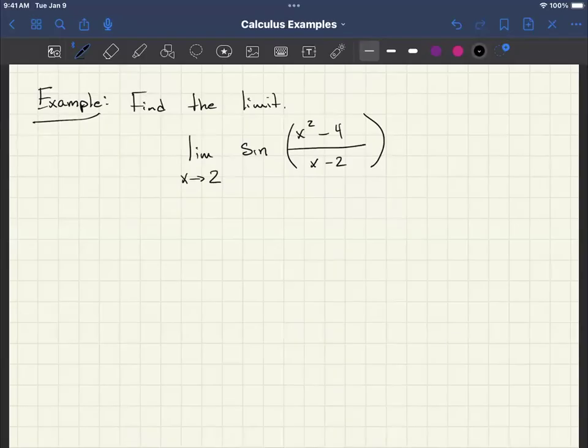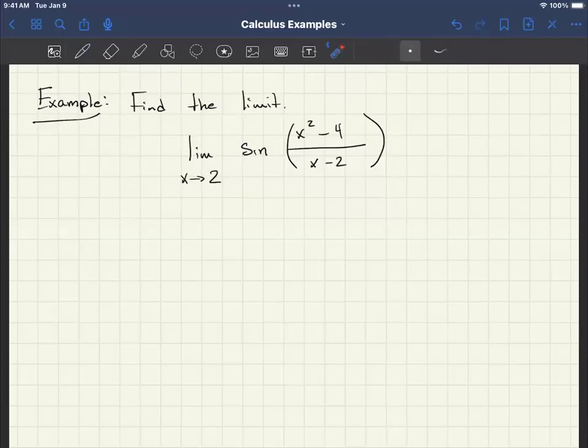I'm Dr. Finch. Today we're going to be looking at the limit as x goes to 2 of sine of (x squared minus 4) over (x minus 2). So there's a couple things going on in here. First of all, we have a trig function. Trig functions, we need to know some basics for calculus, but we don't need to know too much, which is nice.